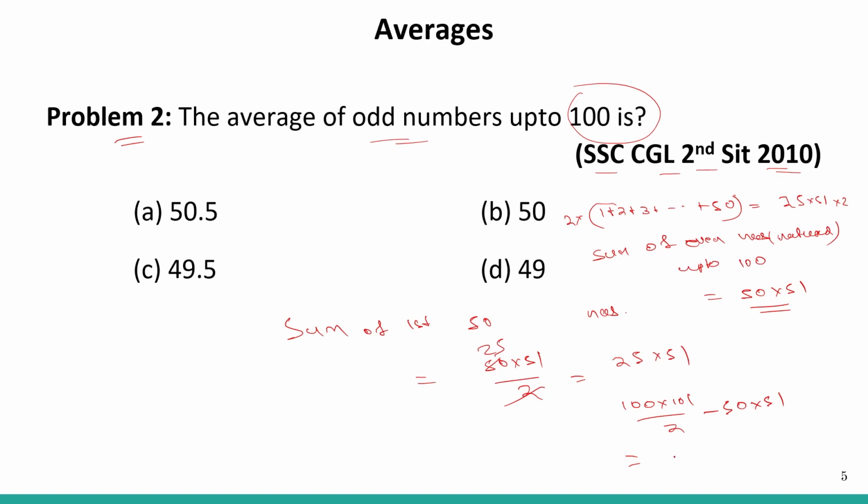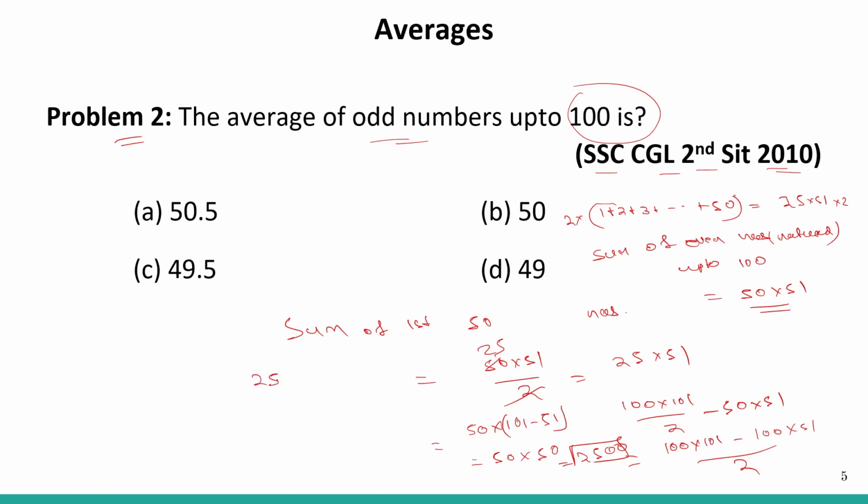So this is equal to 100 into 101 minus 100 into 51, by 2. So this is actually equal to how much? If I take 100 common, it will be 50 into 101 minus 51, because after taking 100 common, we divide it by 2 and we are left with 50. So this is equal to 50 into 50, which is 2500. So the cumulative sum of all odd natural numbers up to 100 is equal to 2500.